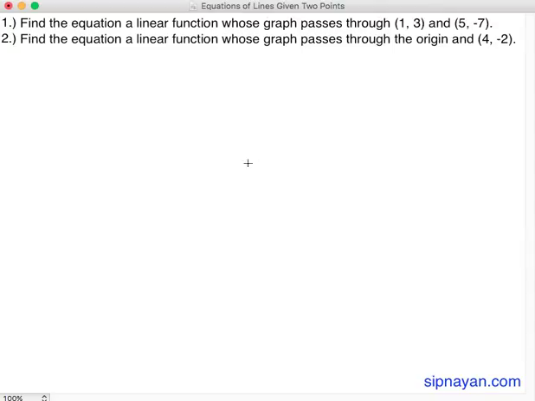Welcome sa sit9.com. In this video ay pag-aaralan natin kung paano ba kunin yung equation ng linear function whose graph passes through 2 points.